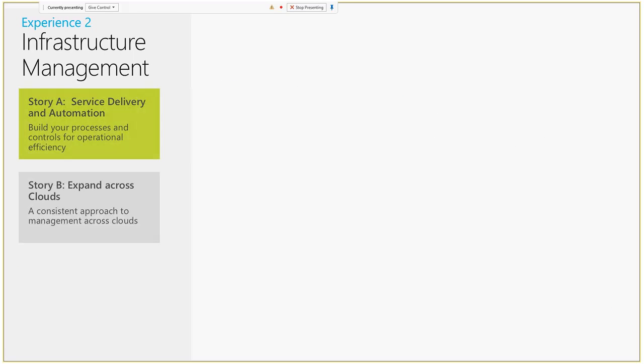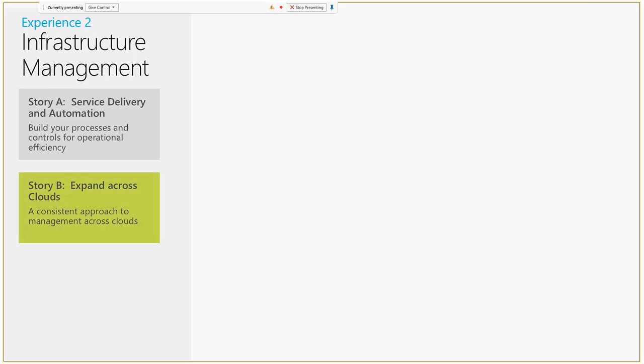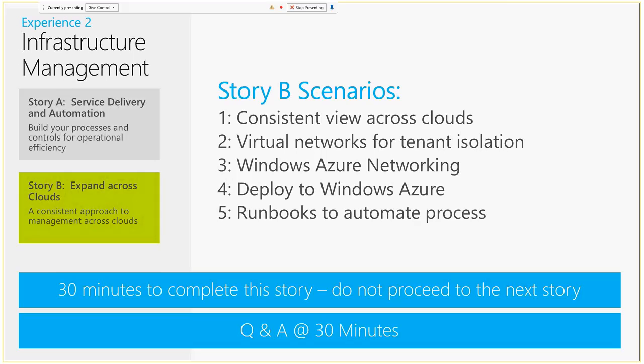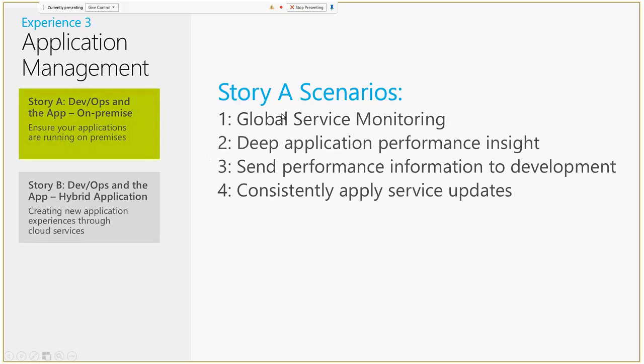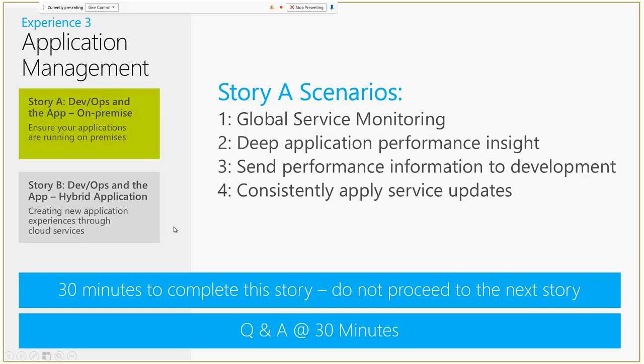If we maybe move on to experience 3, we see we get further into, or even from our story B, we get further into Windows Azure networking, further into runbooks and automating our processes, taking a look into Operations Manager and our integrations with development, and our ability to monitor websites. There's many, many more capabilities to look into.